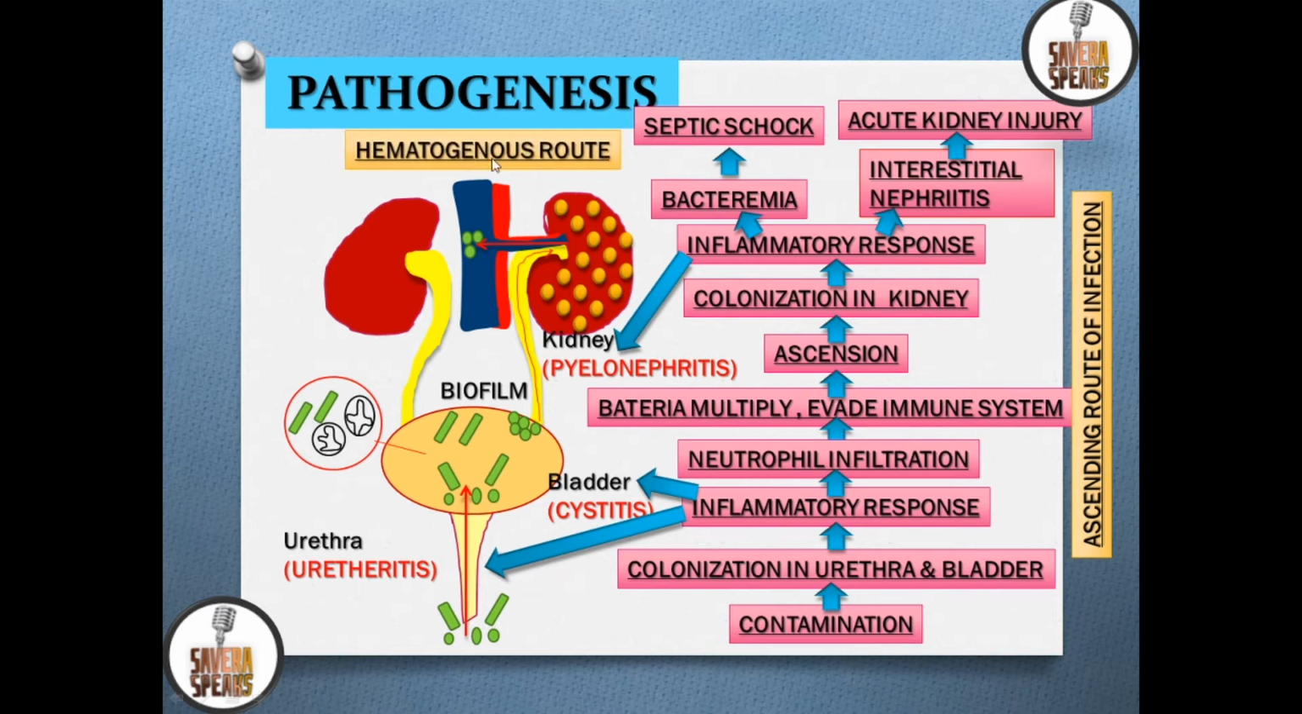The hematogenous route of infection is very simple. The bacteria is already present in the blood, that is, bacteremia is there, and then from here they go into the kidney. They colonize, and again the steps from here are colonization, then inflammatory response, pyelonephritis, and interstitial nephritis. So this was the pathogenesis.